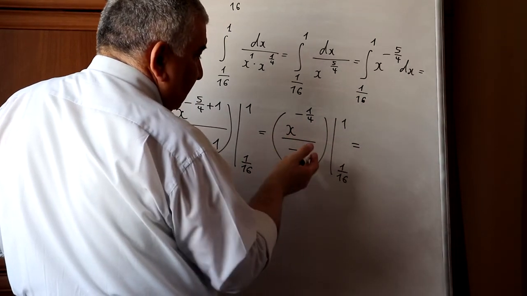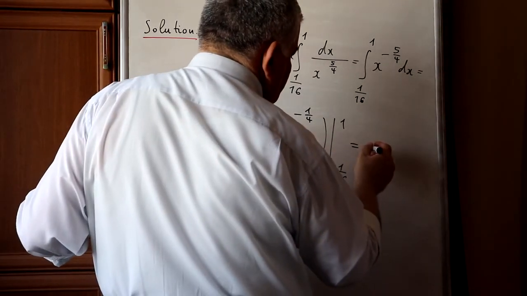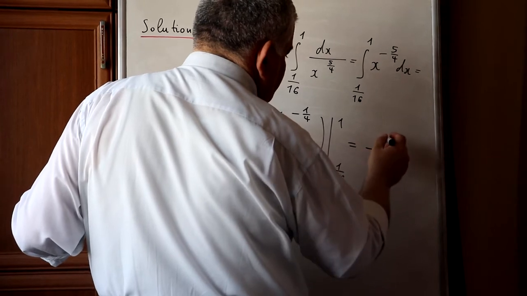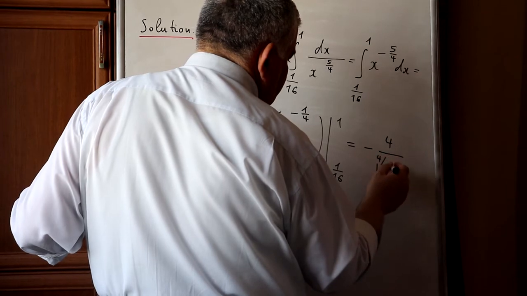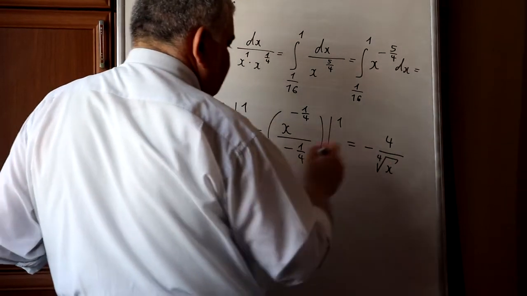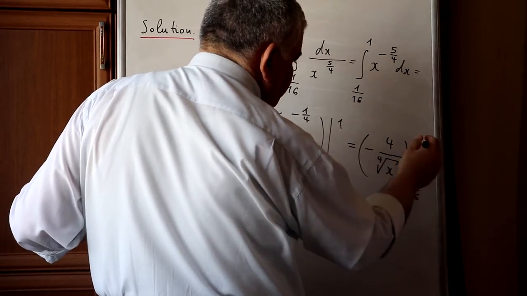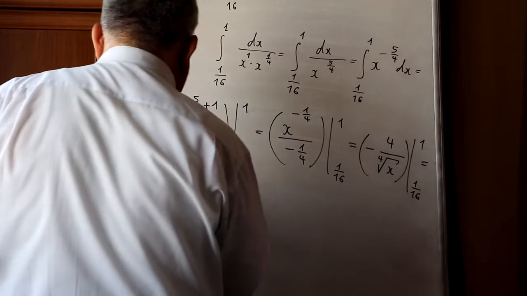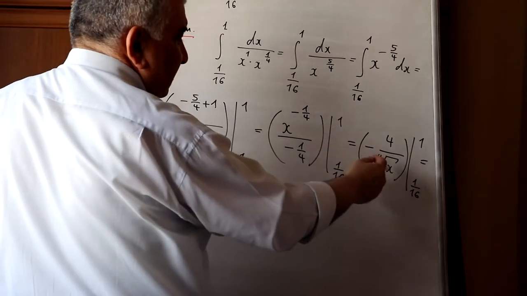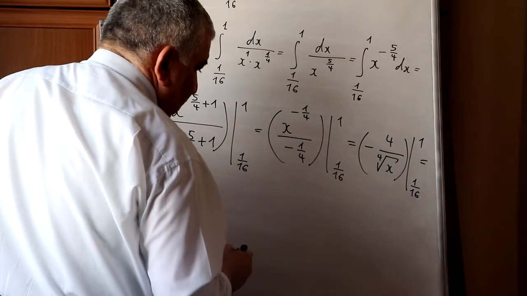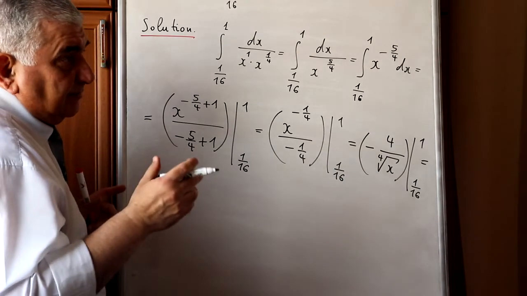reduced to the natural form, which is minus 4 over 4th root of x with double substitution from 1/16 to 1. Then first substitute 1 instead of x, and then substitute 1/16 instead of x. And here we must work with the parentheses.